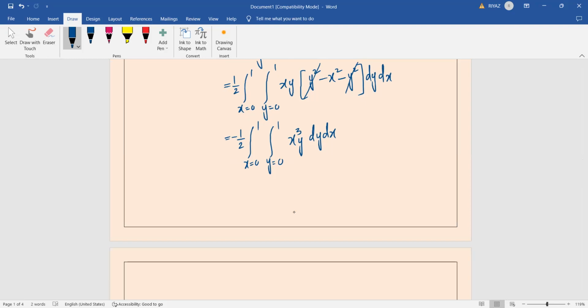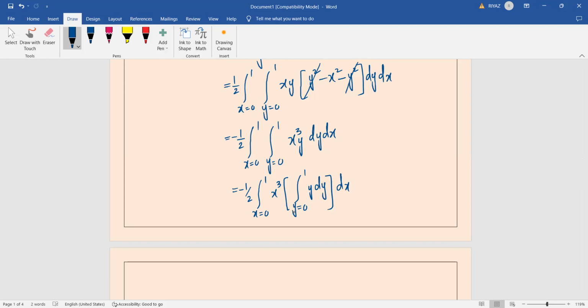Correct? This is minus 1 by 2, integral x is equal to 0 to 1. With respect to y means x cube is outside. We have to specify the region for y is equal to 0 to 1. This is y dy, and then close it into dx.